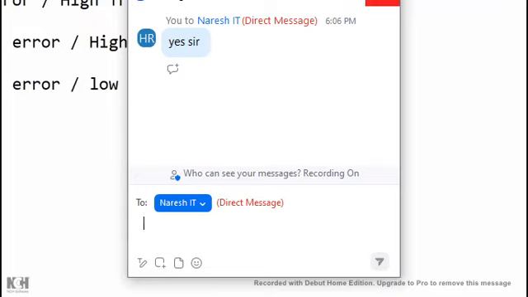Next, similarly, high variance. What is the meaning of high variance? It means high test error. You are having the high test error. The meaning of high test error is also called low test accuracy. That is the meaning. Okay.